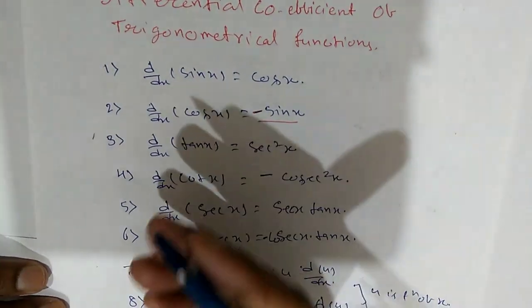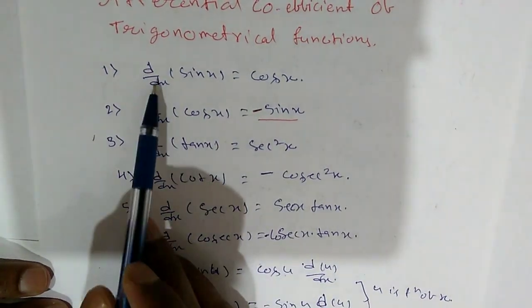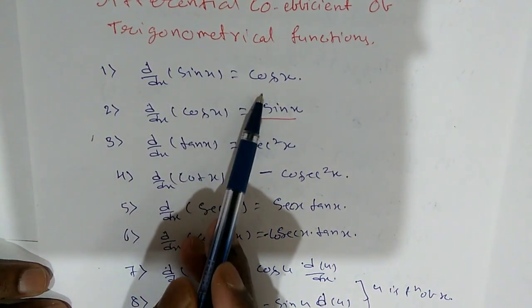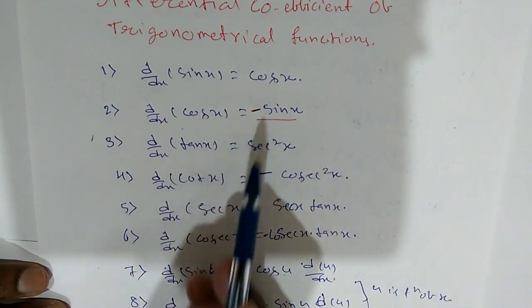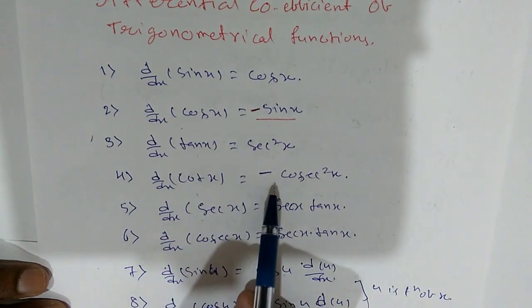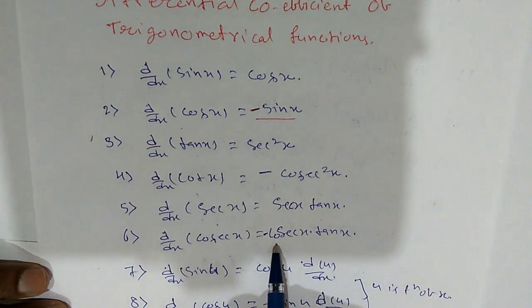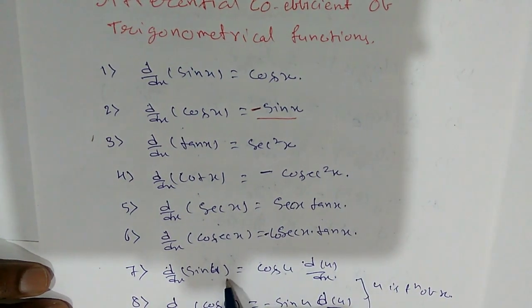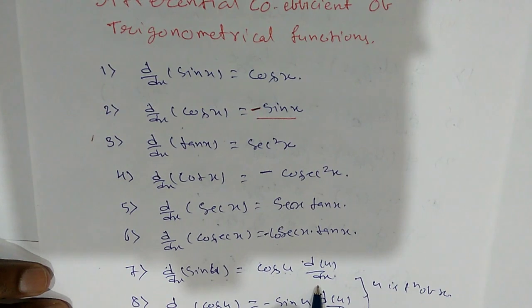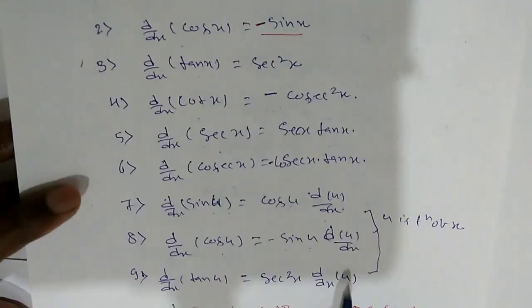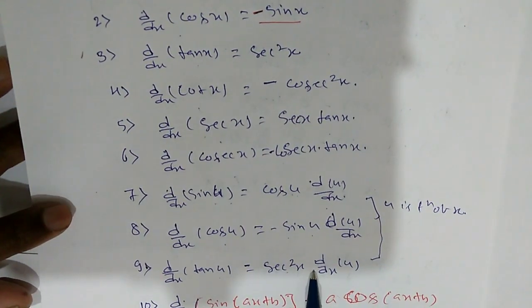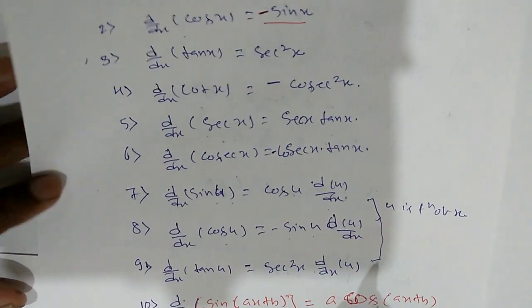Now the next part is taking a few differential formulas. After solving you get it like this: differentiation of sin x we get cos x, differentiation of cos x is minus sin x, tan x is sec square x, cot x is minus cosec square x, sec x is sec x tan x, cosec x is minus cosec x cot x. Sin u gives cos u du upon dx, cos u gives minus sin u du upon dx, tan u gives sec square u du upon dx.